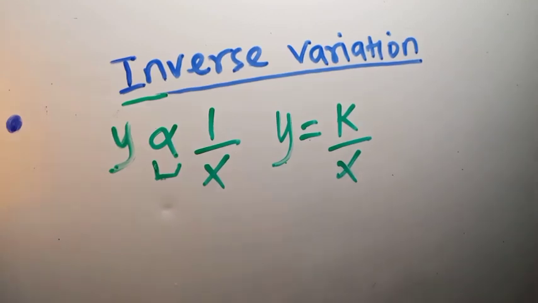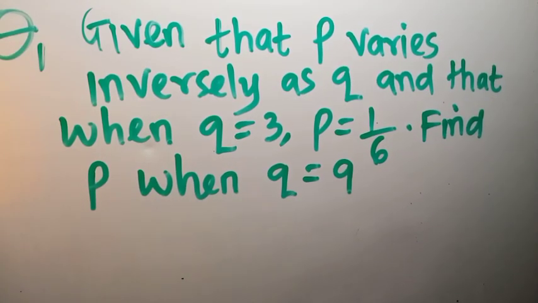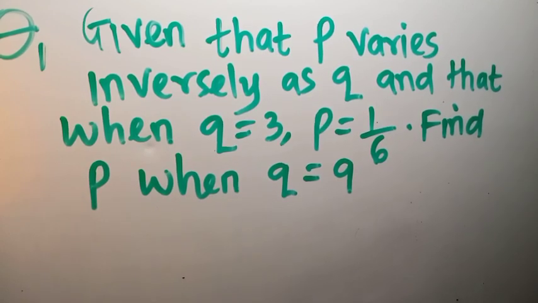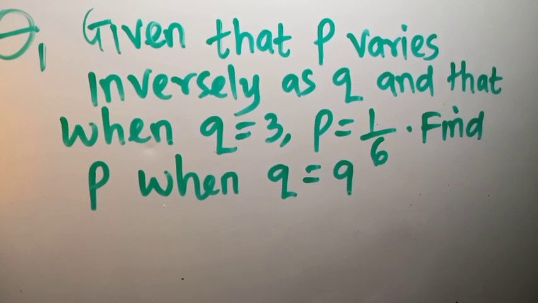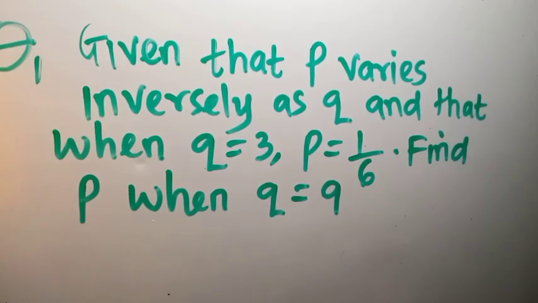Now, let us have a look at an example. The question is: given that P varies inversely as Q, and that when Q equals 3, P equals 1 over 6, find P when Q equals 9. Now, let us have a look at the solution.